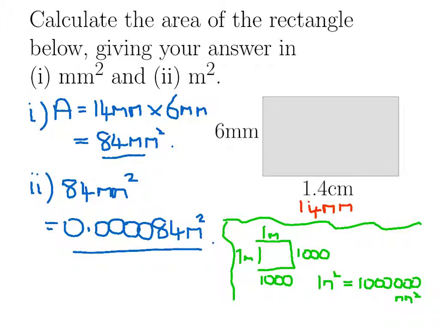So two very important things to remember there. First of all, in order to use your formula, area equals length times width, you must have the length and width in terms of the same unit. And then secondly, when you're converting between, say, centimetres squared and metres squared, or millimetres squared, then you must divide by either 10, 100 or 1,000 twice over to account for the fact that you're dealing with an area and therefore two directions.